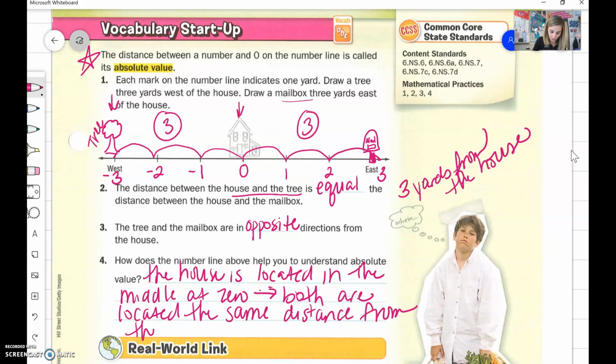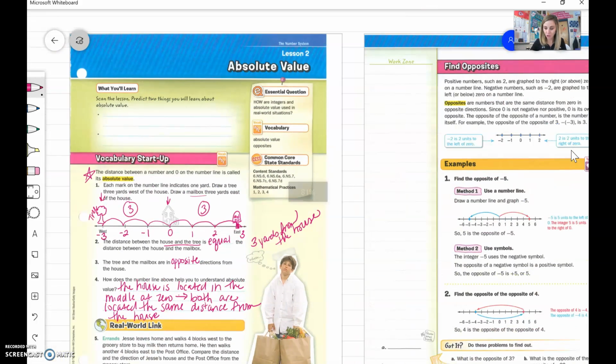from the house. So if I were to tell one of my kids, run to the tree and back, and the other one to run to the mailbox and back, one would say, oh, but the mailbox is farther. No, they're not. They're the exact same. It's just opposite directions. Turn to the next page.